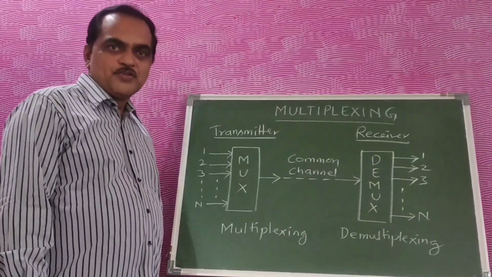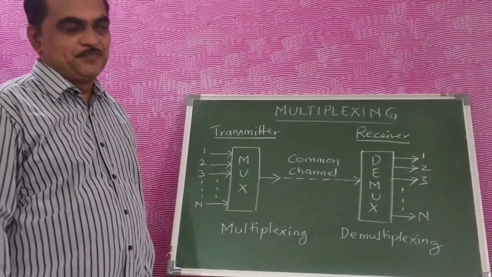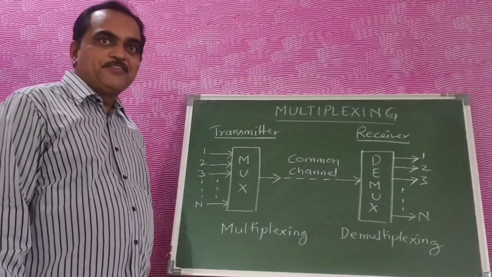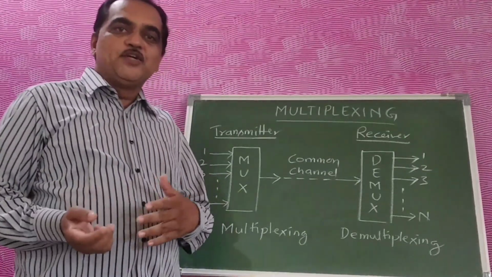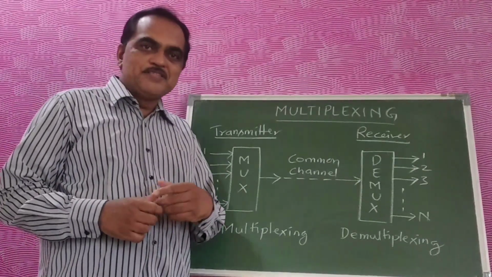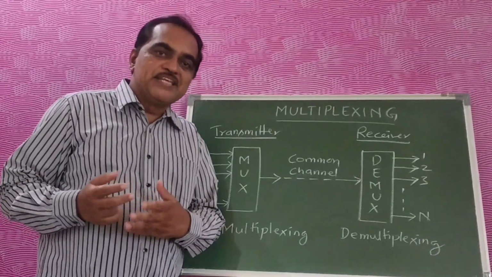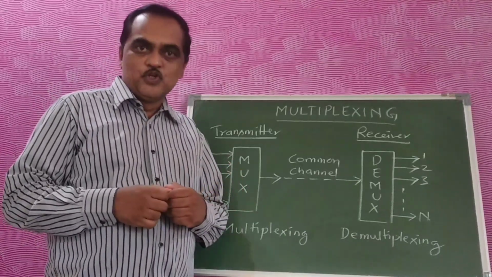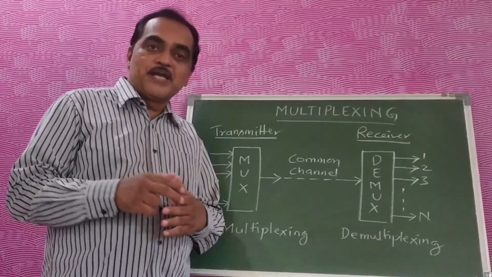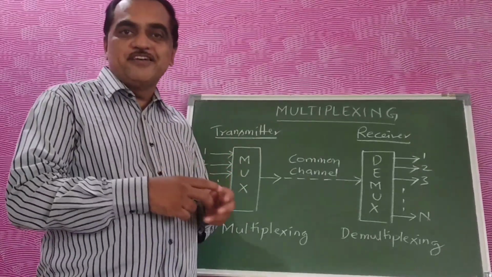Dear students, today we'll see what we mean by multiplexing. Multiplexing basically is a process where we say many into one. That means in communication, many signals will be combined onto one composite signal. So many signals we are going to combine on one composite signal and send it on a shared medium to the receiver part.